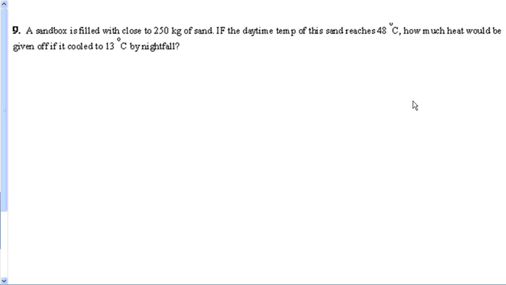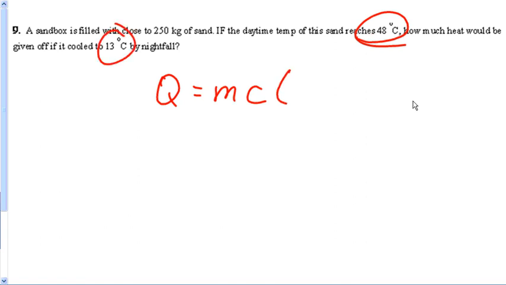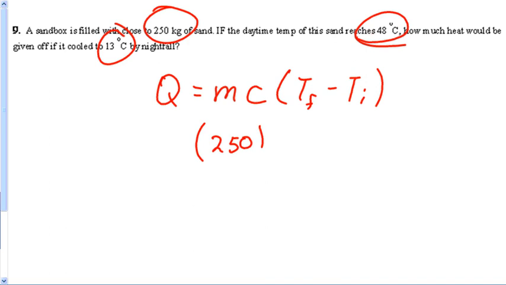A sandbox is filled with sand. And, oh, look at this. There's a temperature. So I'm going to go and do Q equals MC delta T or TF minus TI. Well, it's giving me two temperatures, so I'm going to end up subtracting those two temperatures. And it gives me 250 kilograms, and it tells me it's sand. Well, if it tells me it's sand, I know that sand is 660 joules per kilogram Celsius degree. And now it does something, though.